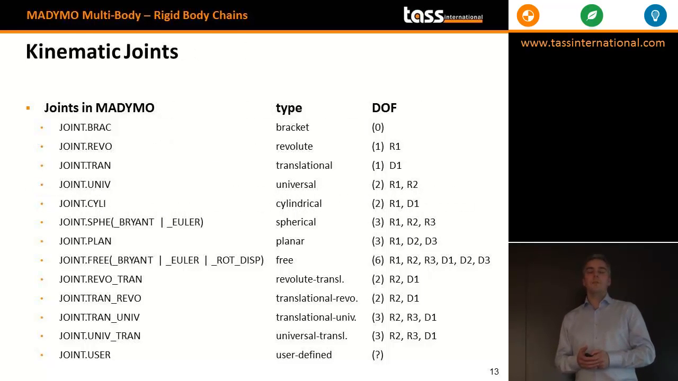Next we go to the joints. On this slide you see a listing of the types of joints that are available in MADYMO. It varies from the most simple one, the bracket joint, a full rigid constraint between two bodies, to revolute joint, translational joint, universal, cylindrical, etc. Combined joints are also available, like revolute translational, translational revolute, translational universal. And in the end there's also the option to have user-defined joints in MADYMO. We will not deal with that in this session.